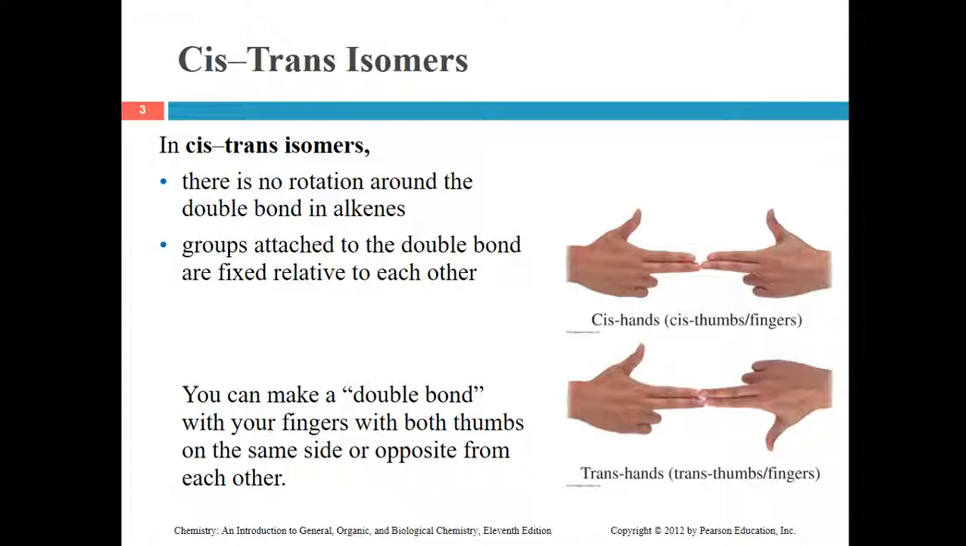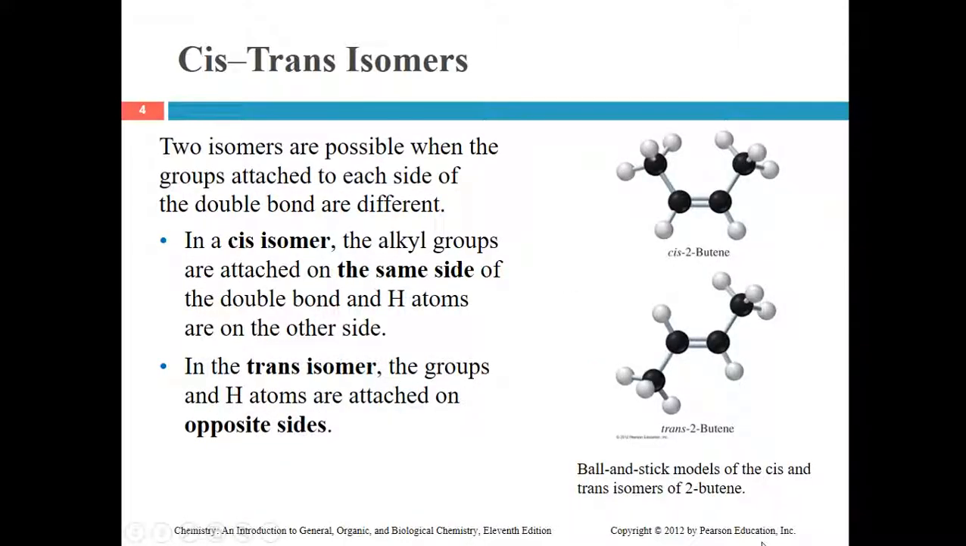in cis-trans isomers, there is no rotation around the double bond in the alkenes. The groups attached to the double bond are fixed relative to each other. So you can make a double bond with your fingers with both thumbs on the same side or on opposite sides of each other to represent cis. Notice our thumbs are on the same side. Or if you rotate your hand the other way, then we're going to have that as an example of trans. Two isomers are possible when the groups attached to each side of the double bond are different.